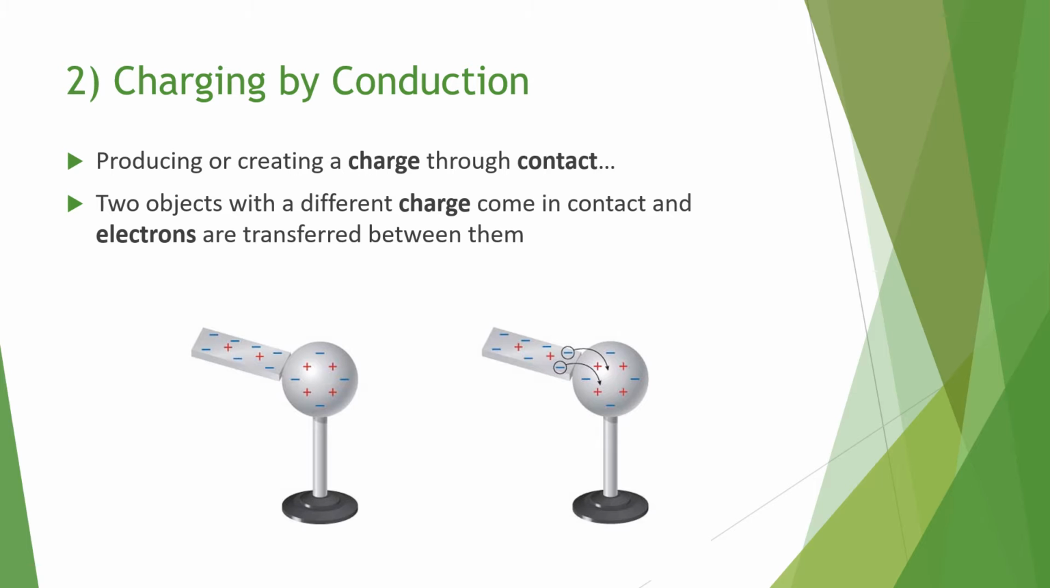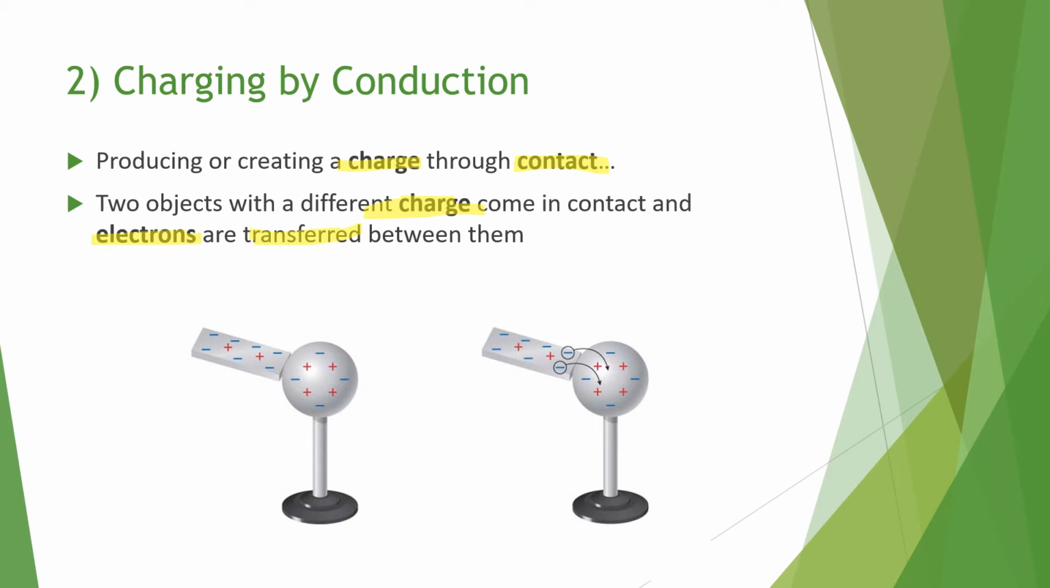Okay, so the second type of charging is charging by conduction. It says here, producing or creating a charge through contact. Two objects with a different charge come in contact and electrons are transferred between them. Like in charging by friction, this was starting off with two neutral objects being rubbed together to produce a charge on both objects. Now we're seeing charge through contact, but just touching. And this is two objects with different charges and electrons being transferred.